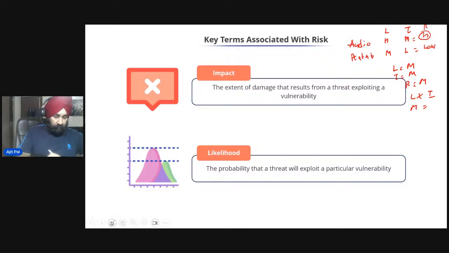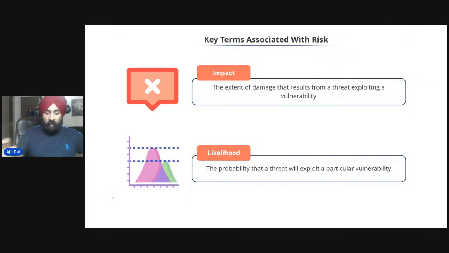So what is risk? As I told you, risk is the probability of likelihood into impact. Impact means what will be the consequences if a risk is realized against an asset, or a threat exploits a vulnerability, and what will be the likelihood of it. So these are the two factors which are very important for calculation of a risk, I would say.